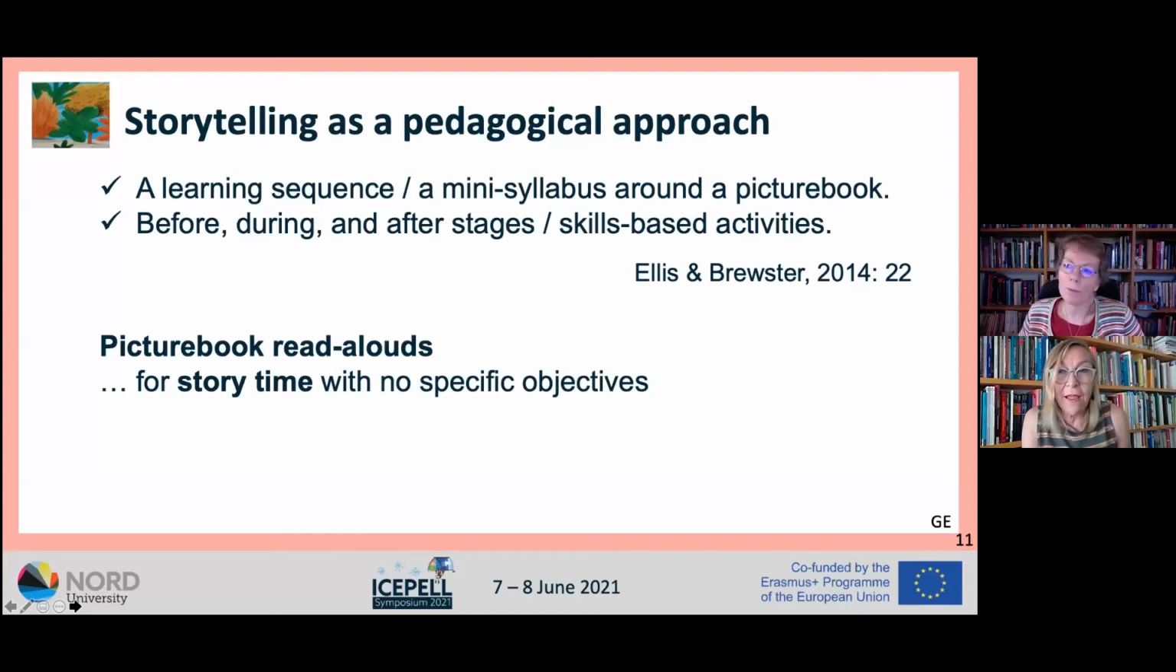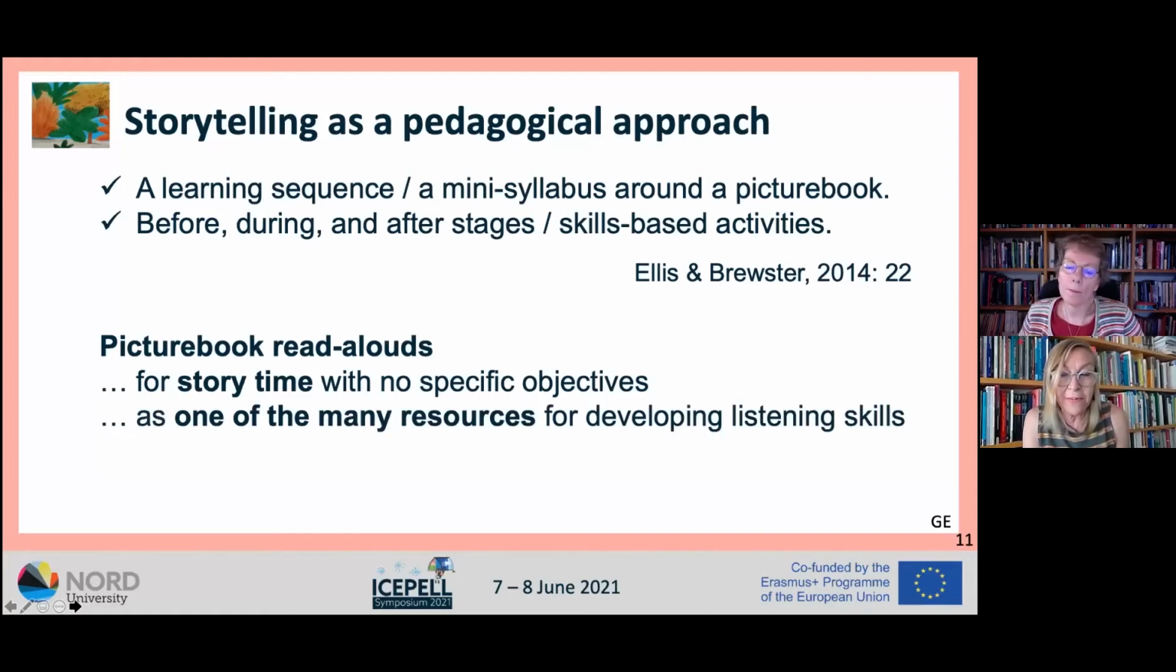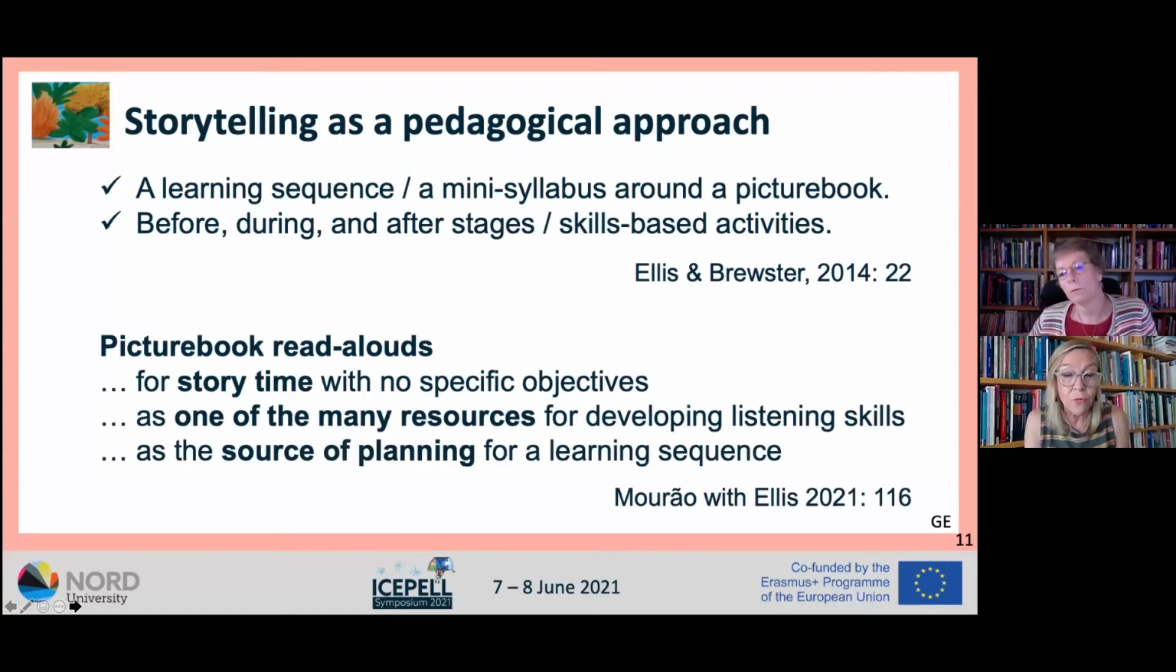Or they can be used as one of many resources integrated into a scheme of work, exposing children to the target language in a meaningful way and supporting and extending their acquisition of topic-based language and reaching learning objectives. And then the third, as the source of planning, embodying the story-based approach, where all activities and learning outcomes are structured around the concepts, the themes, the language, or even the illustrative style of the picture book.